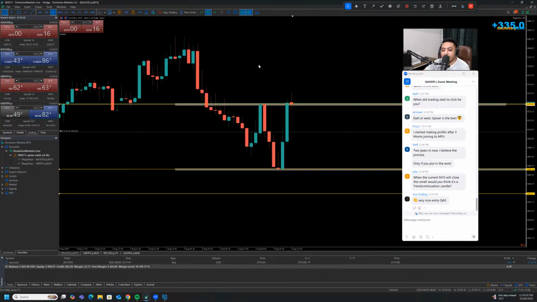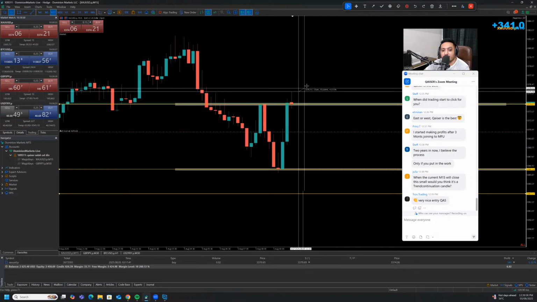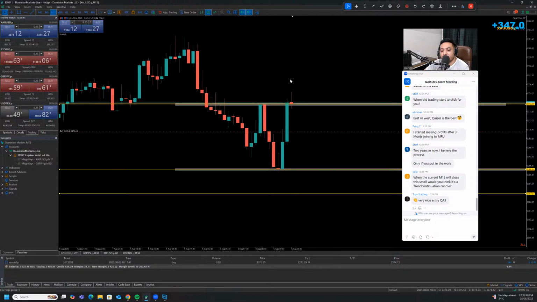When the current M15 closes small, would you think it's a trend continuation candle? If it closes bearish and the next one creates a big break above the high, it could keep pushing upside. Very nice entry, Kaz. Thank you so much, buddy.